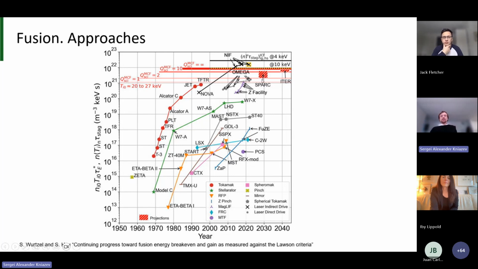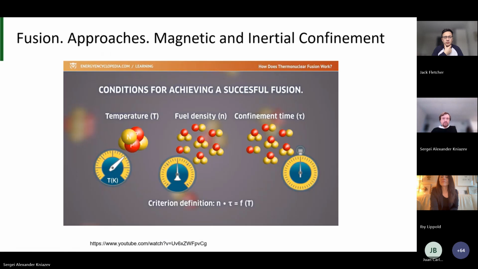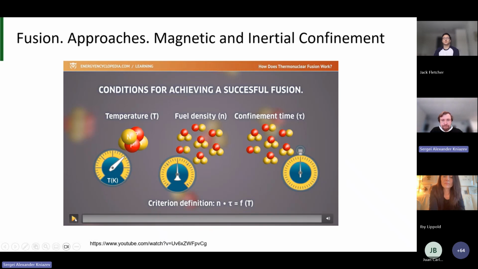So in the recent years, we hope to see progress in this area. It's not only laser inertial confinement that will get Q more than 1, but other approaches as well. And let's have a small short video to get a general understanding of how it works.